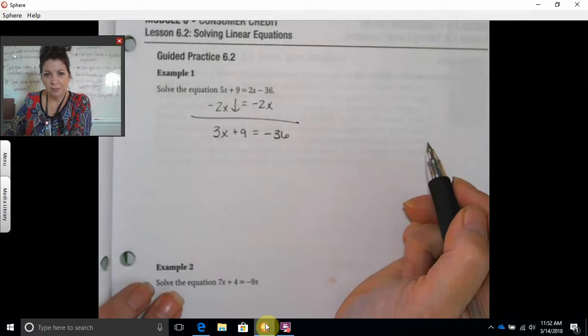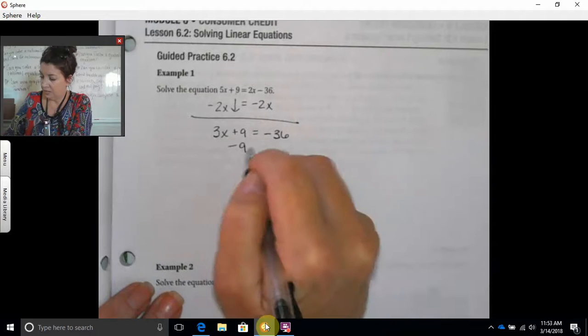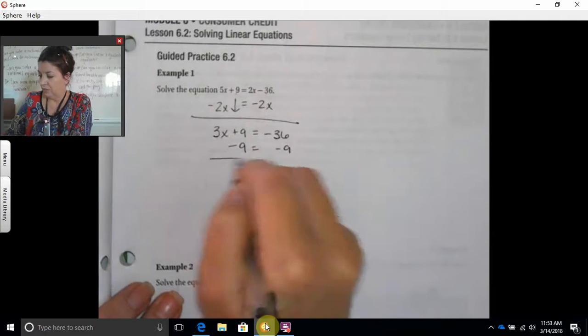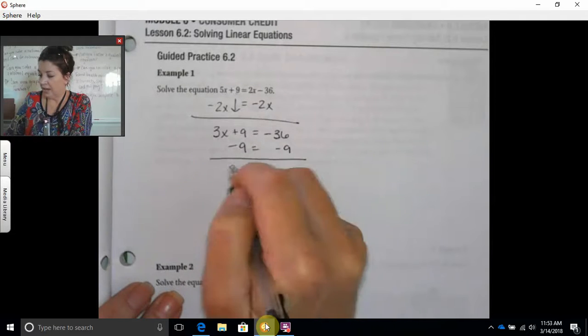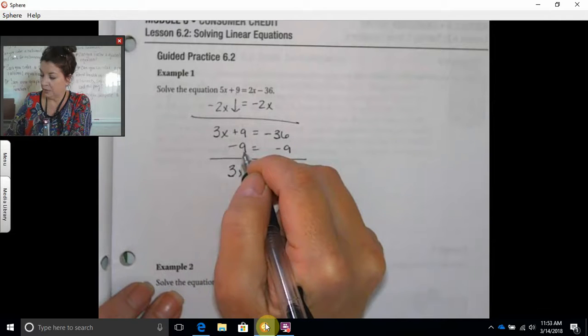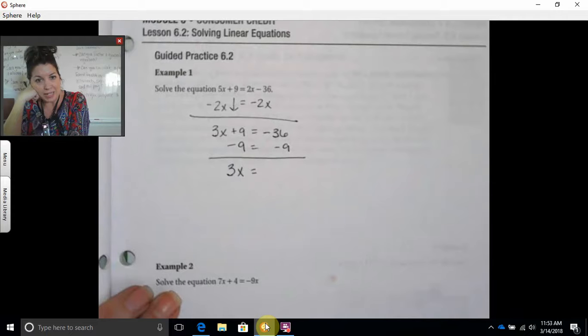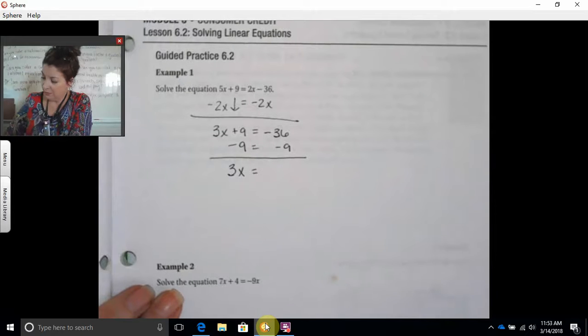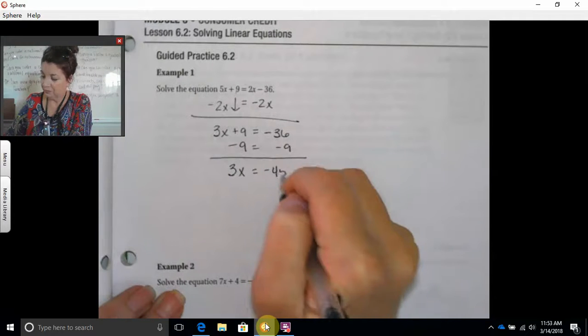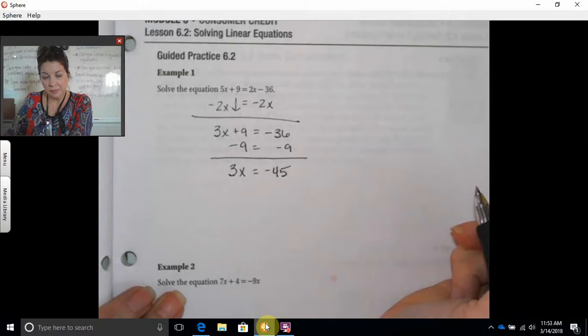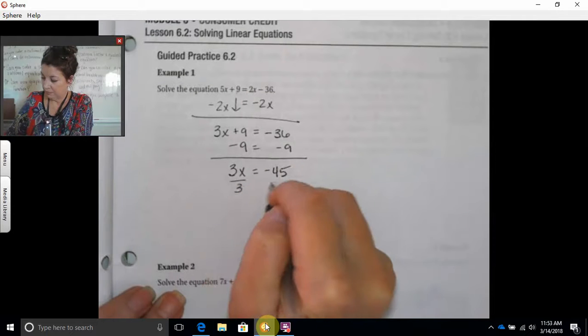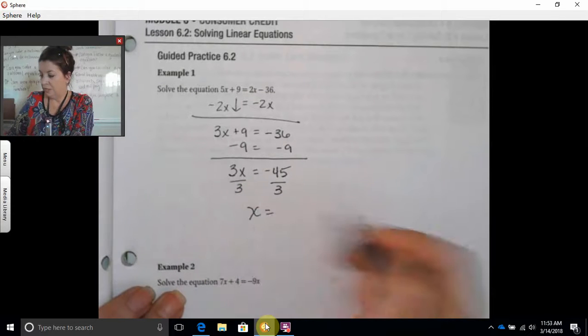Now what? Subtract 9 from both sides. So on the left side, I have 3x. Positive 9, negative 9 makes 0. What is negative 36 minus 9? We are getting so good. Now what? And x equals negative 15.